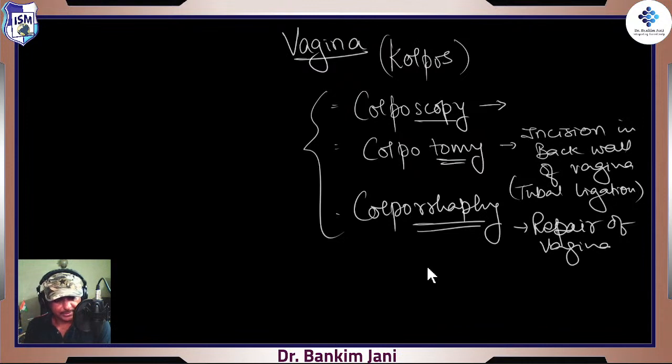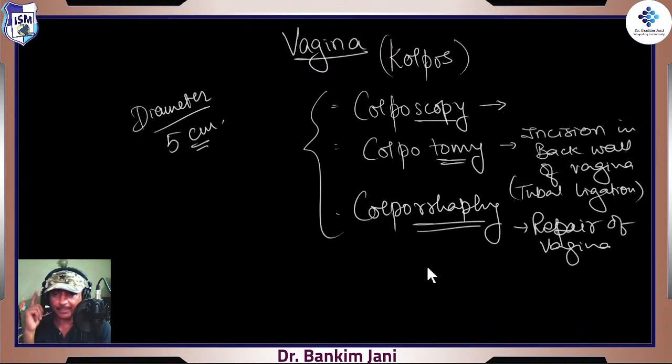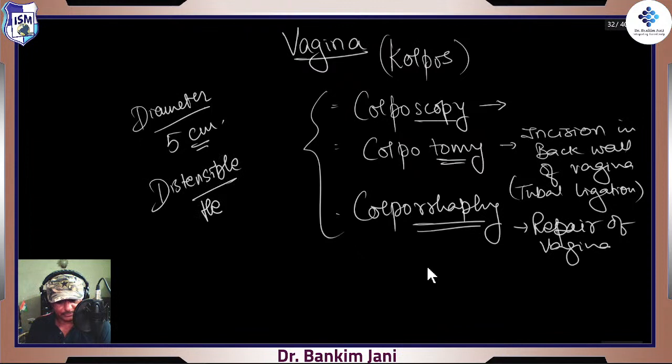The vital thing is that the normal diameter is 5 centimeters. Do understand this thing, because on next Sunday, in the lecture which we are planning, we'll be talking about some very sensitive things. The diameter is 5 centimeters, and it is distensible, so much so that it distends for the head of the fetus when it is coming out. So it has some very specific features and functions.